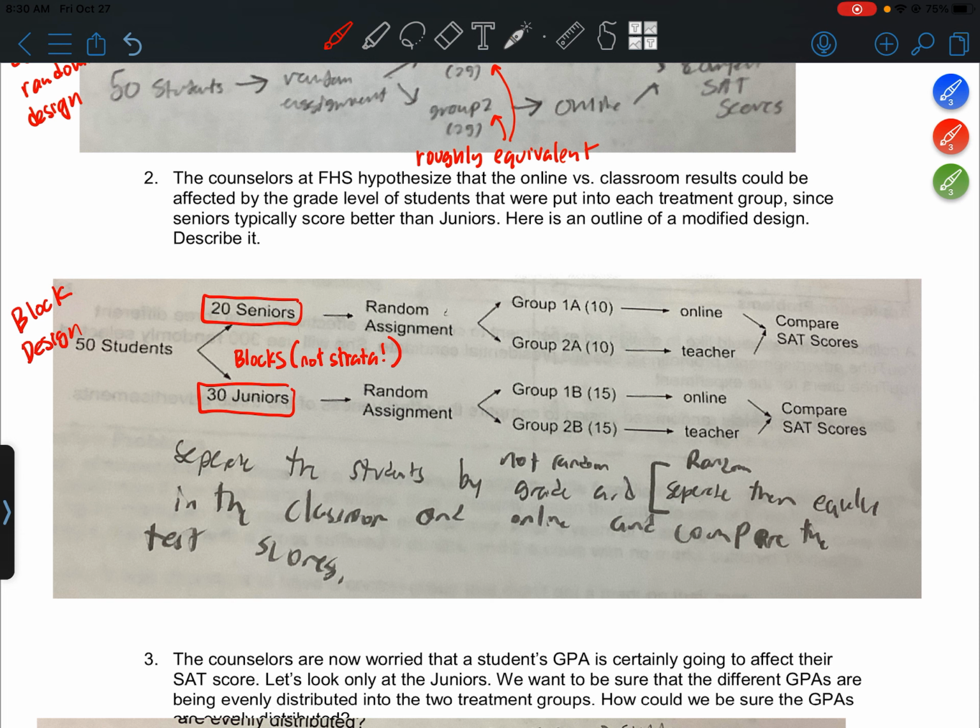Yeah. Now, one important thing to note is that when we form the blocks, it's in a non-random fashion. We're not using randomness to create these groups of seniors and groups of juniors. We're creating it using our own prior knowledge of the students. Okay. When we form the groups over here to decide who gets what treatment, that involves random assignment. But the formation of these groups here at the beginning phases does not involve any randomness.